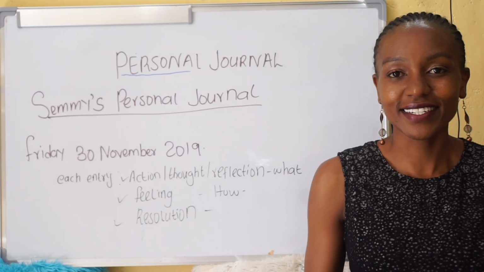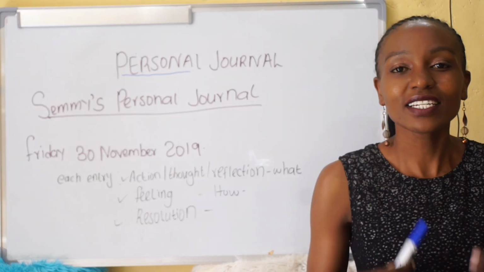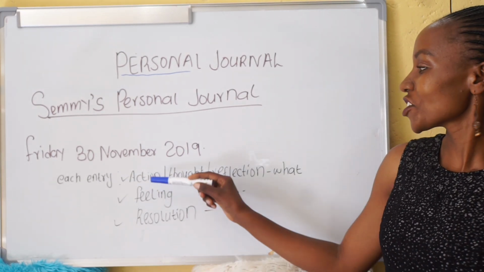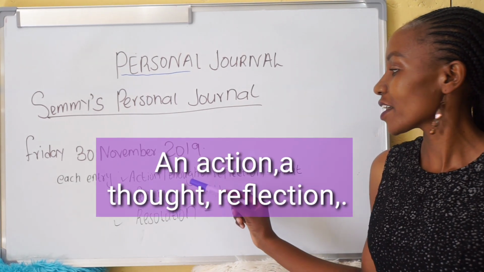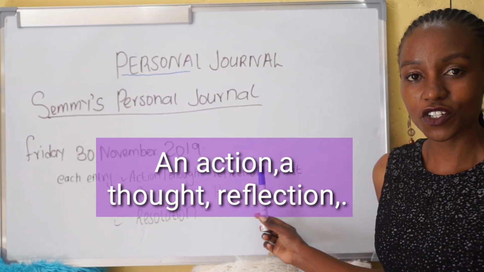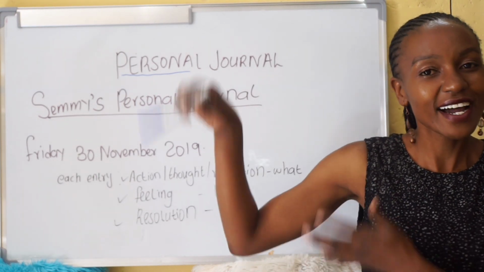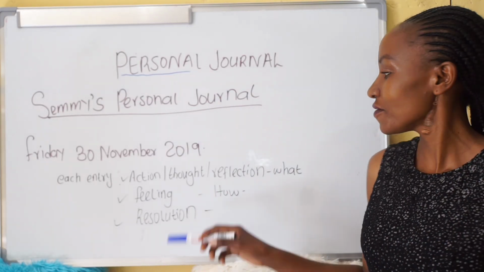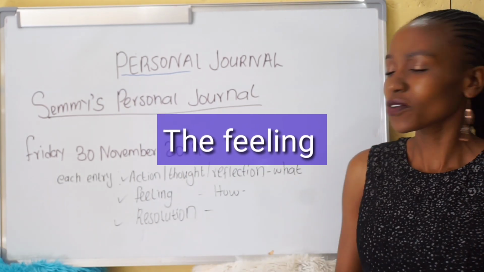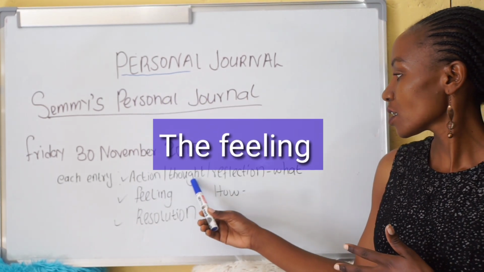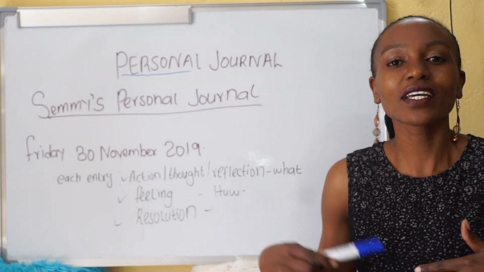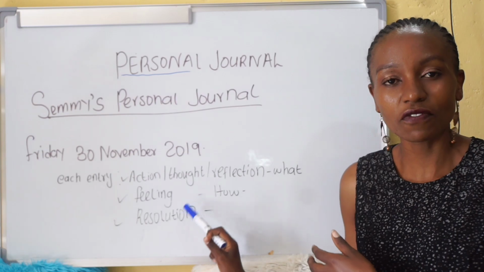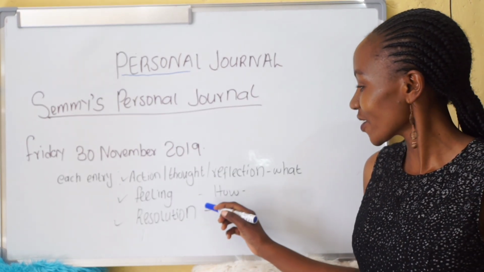So what are we going to write in the entry? In each entry, you're supposed to have the what, the action. It could be an action, it could be a thought, it could be a reflection. In other words, we say, what happened? That is one. Number two, the feeling. From the action, from the thought, from the reflection, how did it make you feel? You give us your feeling. Or if it's not the feeling, we could be having the resolution.